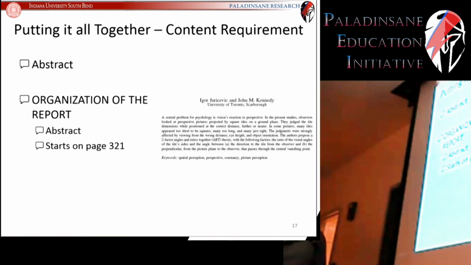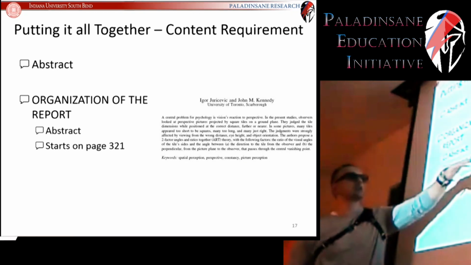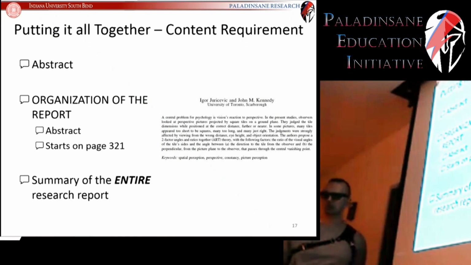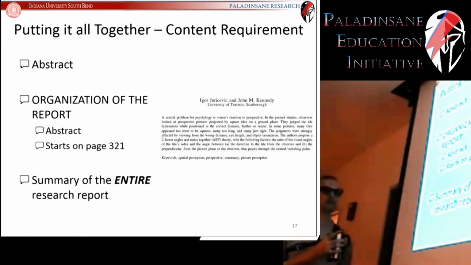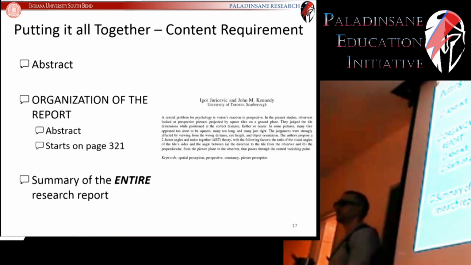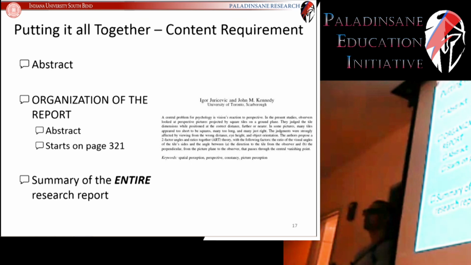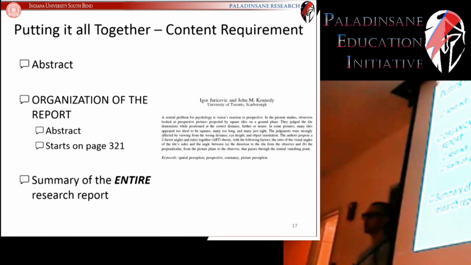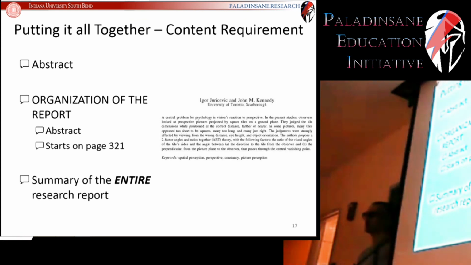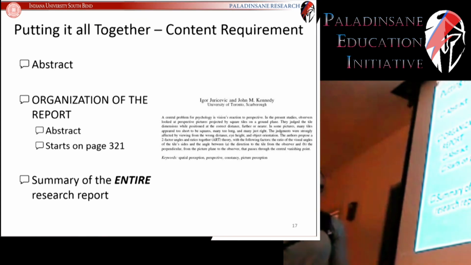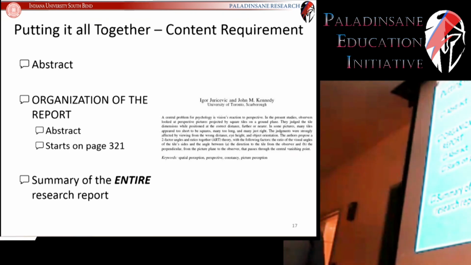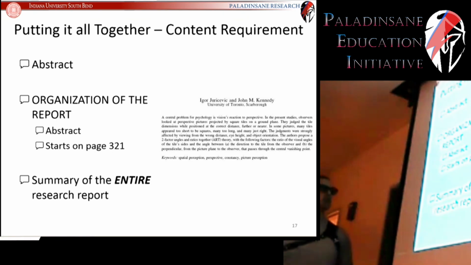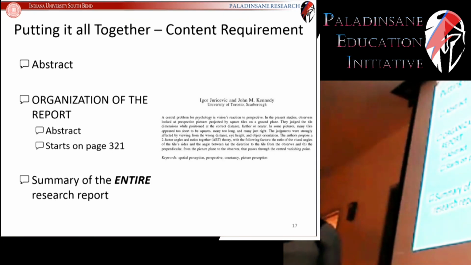So your abstract, again, for more details, see the organization of the report, but your abstract is a summary of the entire research report. It is like a movie trailer that gives away the entire movie. So if you've ever watched a movie trailer, and at the end of the movie trailer, you're like, well, they gave away the biggest spoilers and they sort of ruined the ending. I guess I don't need to see the movie. That's exactly what you don't want in a movie trailer. That's exactly what you want in an abstract. So it's a complete summary of the entire research report.